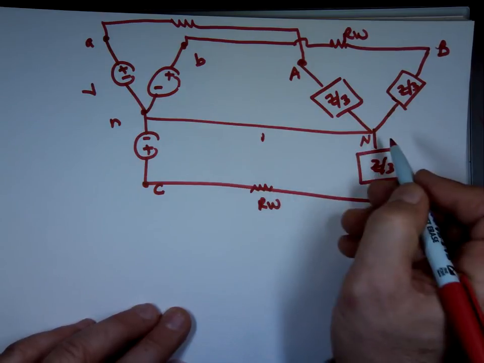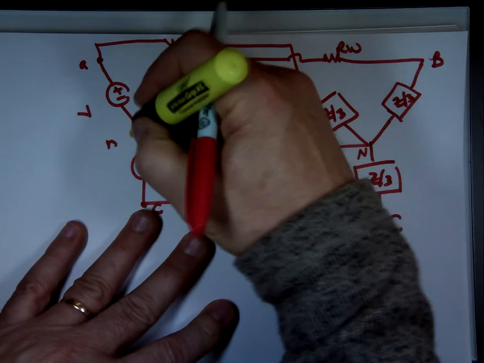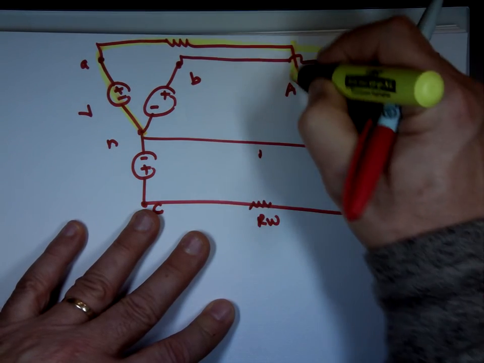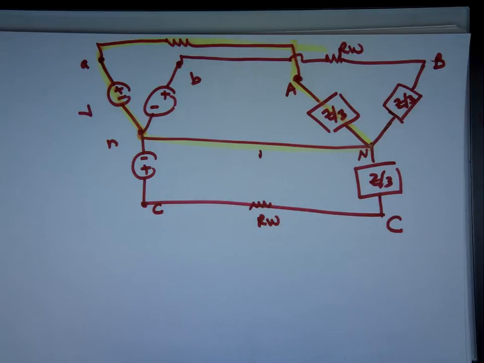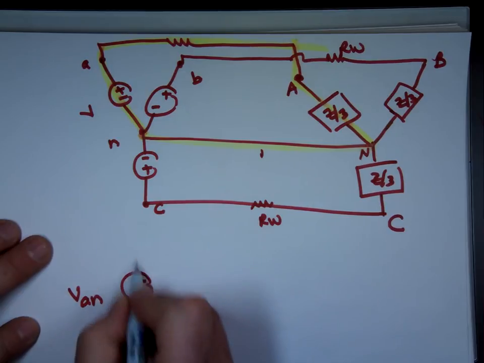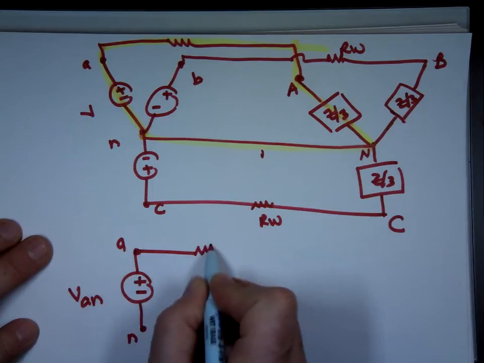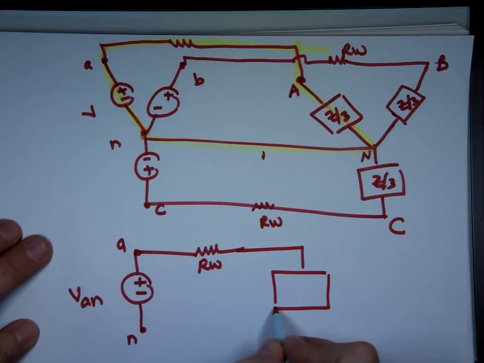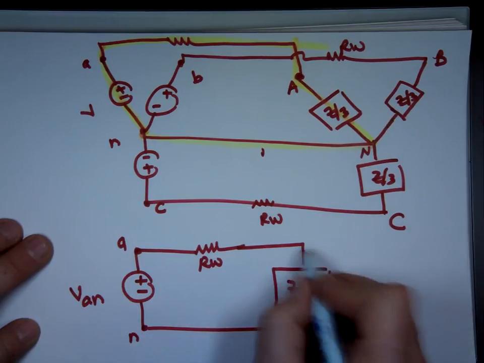Now, if I travel in one direction, if I grab a path here and I go through it, if you grab one loop, this is what I see. VAN, RW, Z over 3, and this is AN.